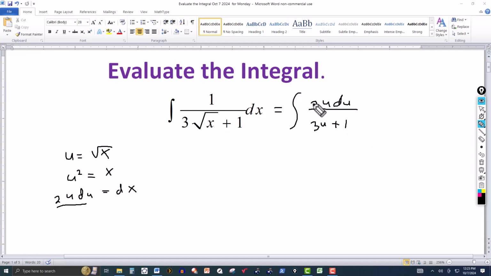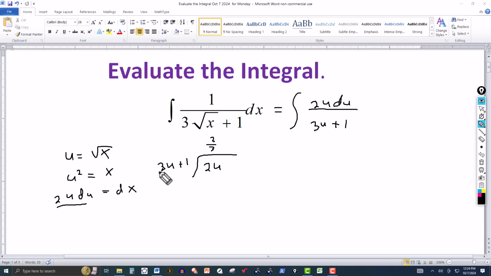Now this is a rational expression in the variable u, but it's not in simplified form. So we want to reduce this by dividing in this case. We want the degree of the numerator less than the degree of the denominator. Now it's 1 and 1. So let's just divide here. Long division. 2u divided by 3u plus 1. So 3u into 2u will go. The u's cancel out. I get 2/3 here.